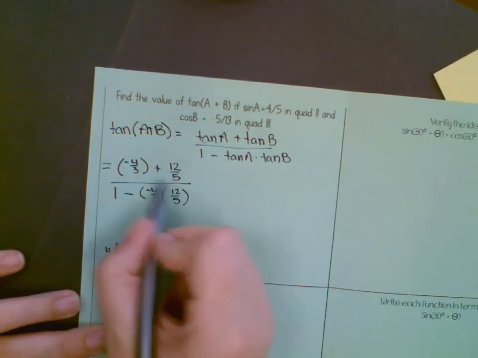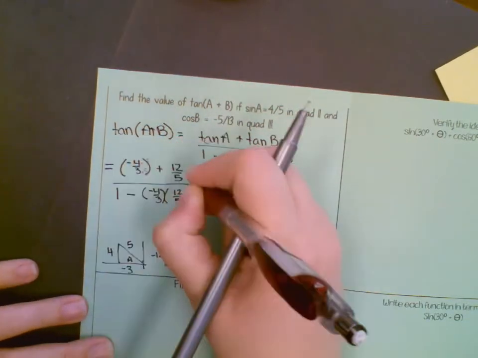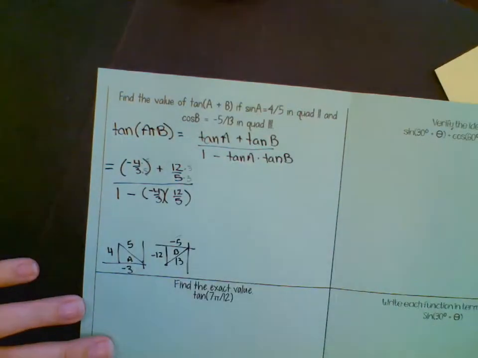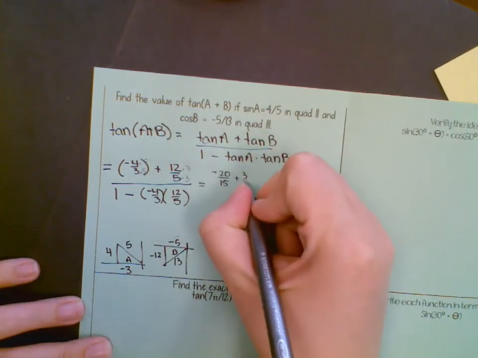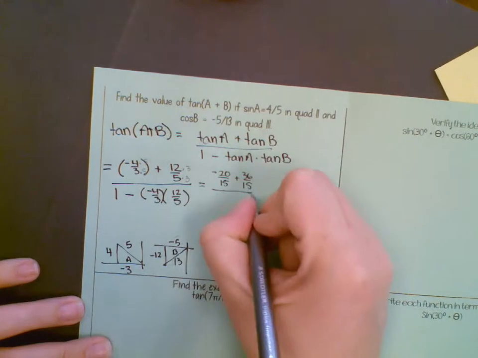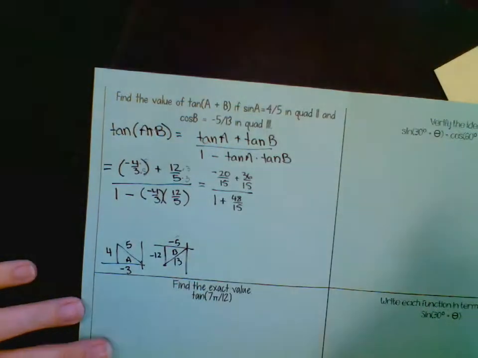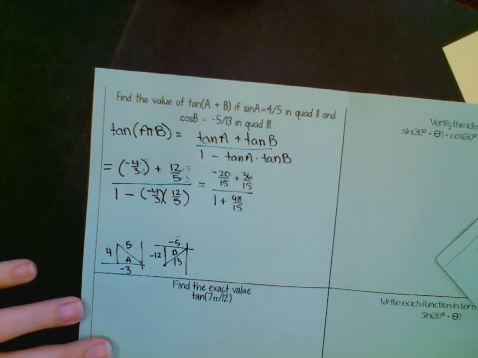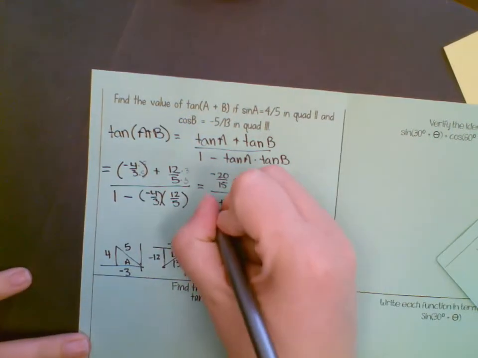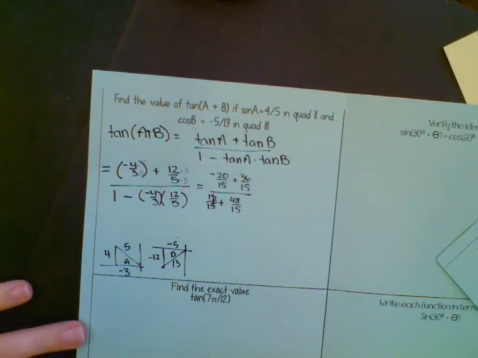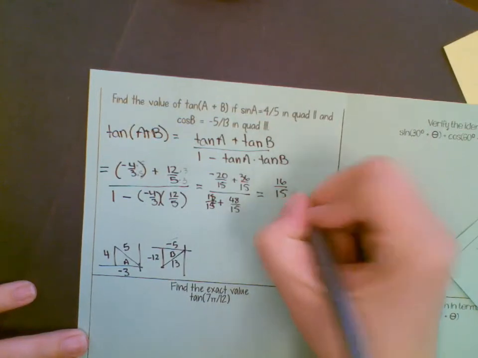We're going to have to get some common denominators in the numerator. So I'm going to multiply this fraction by 5 and this fraction by 3 to get my common denominators. So that gives me negative 20 over 15 plus 36 over 15. And on the bottom I have 1 plus 48 over 15. Since I need common denominators down here as well, 1 is the same thing as 15 over 15. So I'm changing that, and now I can combine like terms.